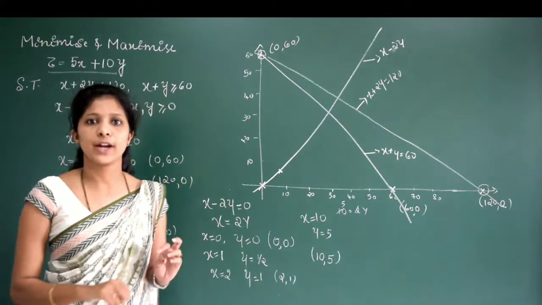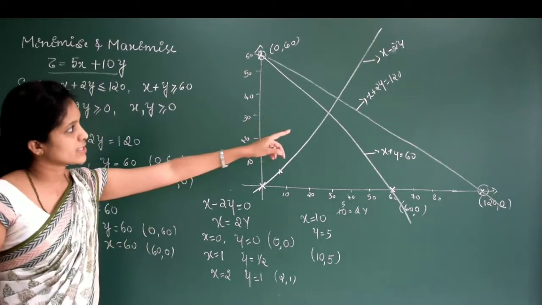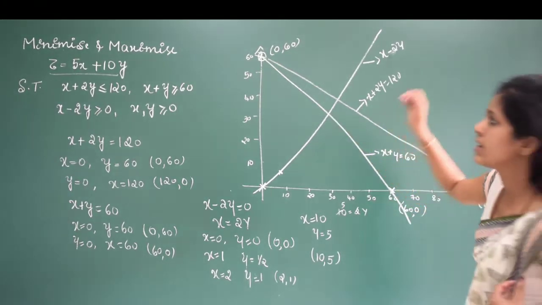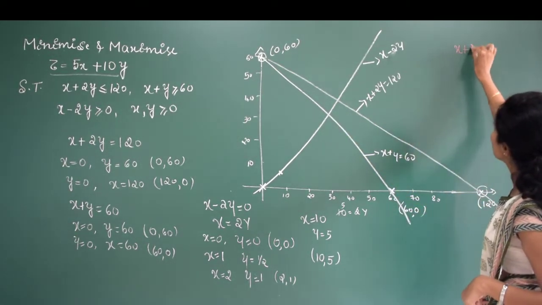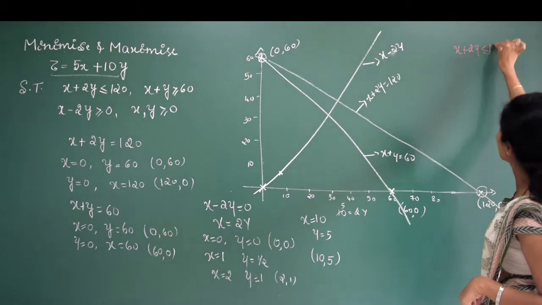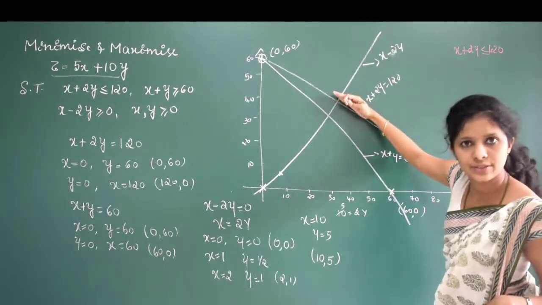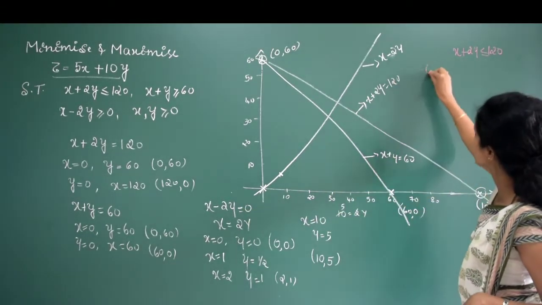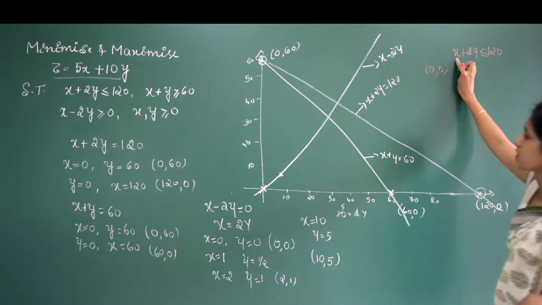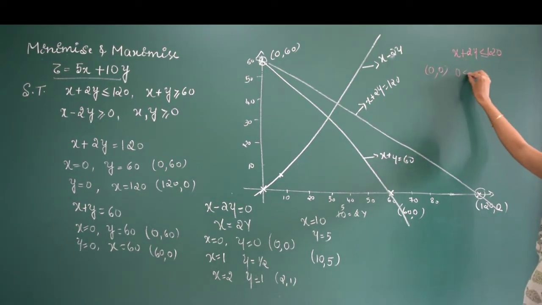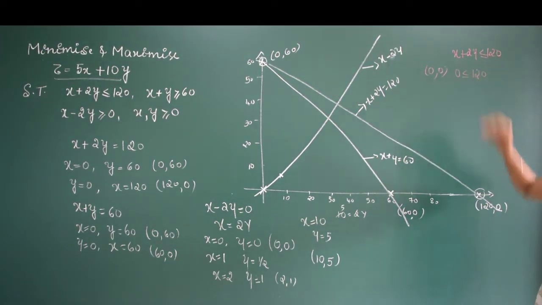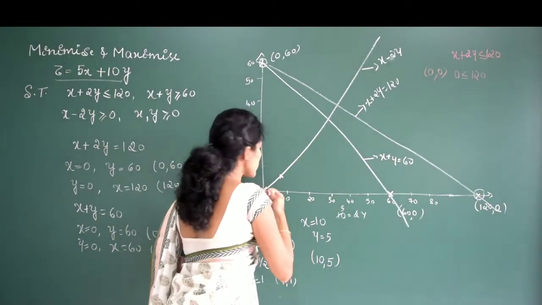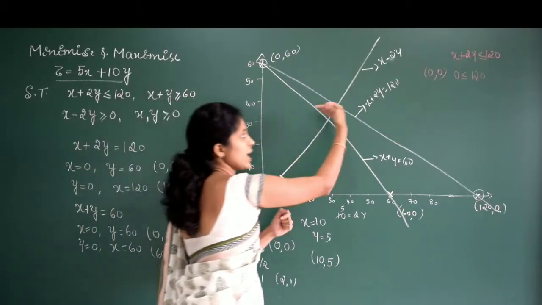Now we need to find the solution region. First we'll check with the first equation. It is given x plus 2y less than or equal to 120. Whether this line includes the origin or not, for that we'll substitute the origin value 0 and 0. So x will be 0, y will be 0. 0 is less than or equal to 120. Yes, true. So the solution region of this includes the origin. To include the origin, this should be downwards.